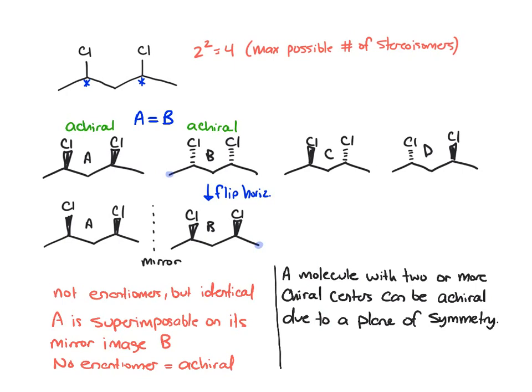If we have a molecule that has 2 or more chiral centers, it can actually be achiral due to a plane of symmetry. So in this case, because those chlorines are on both sides, there's a symmetry plane that'll cut this molecule in half. And this type of compound where you have chiral centers, yet it's achiral due to symmetry. This is called a meso compound.